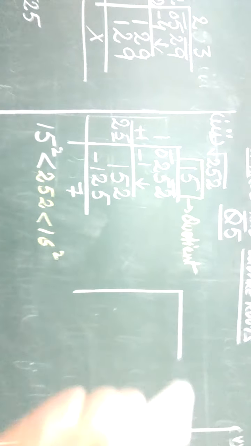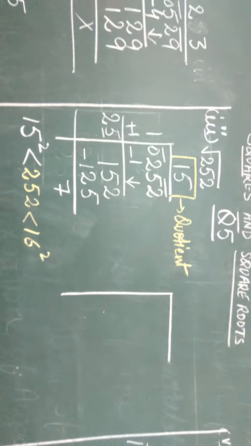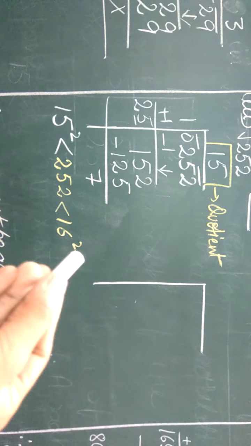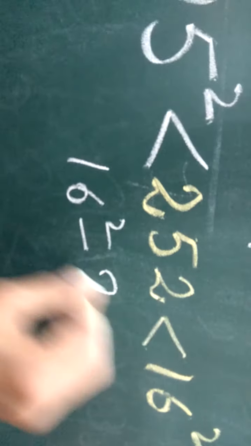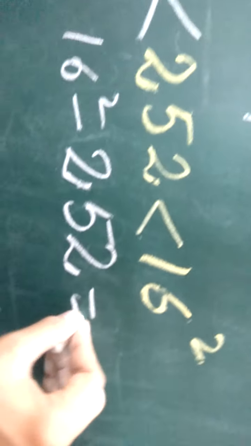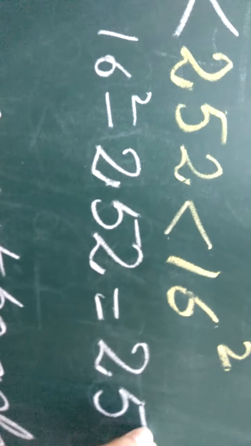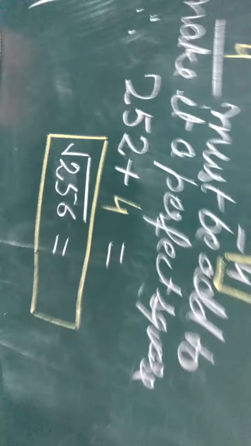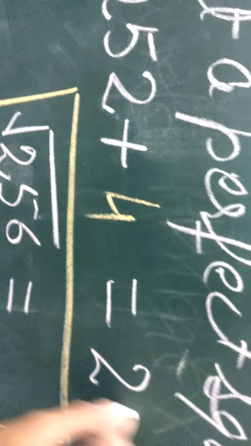In the second part, the quotient is 15. So what is greater than 15? 16. So we will do 16 square minus 252. And what is 16 square? 16 into 16, 256 minus 252. So again when we subtract them, we'll get 4. Again 4 must be added. By chance in this question also we got 4 must be added to make it a perfect square. So we'll add 4, and we'll get 256.